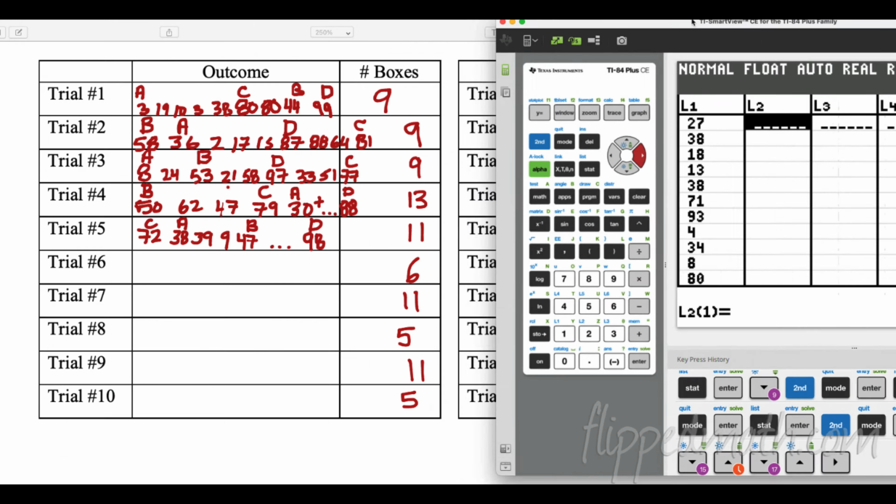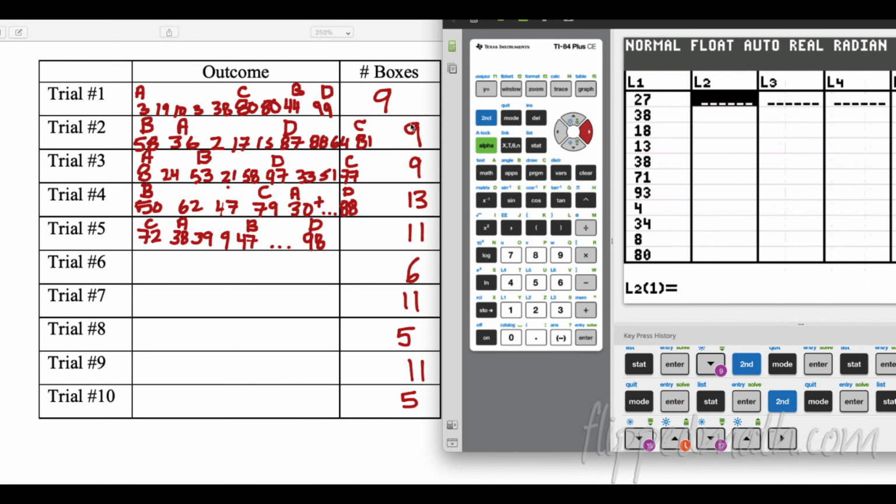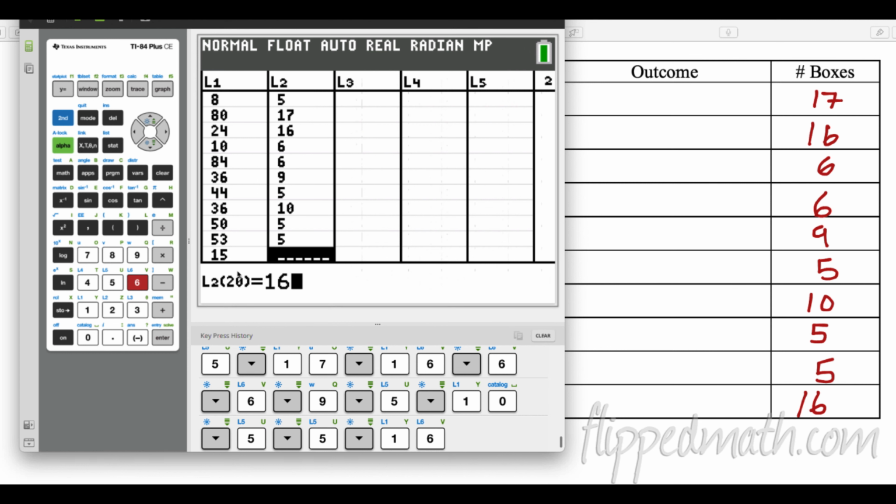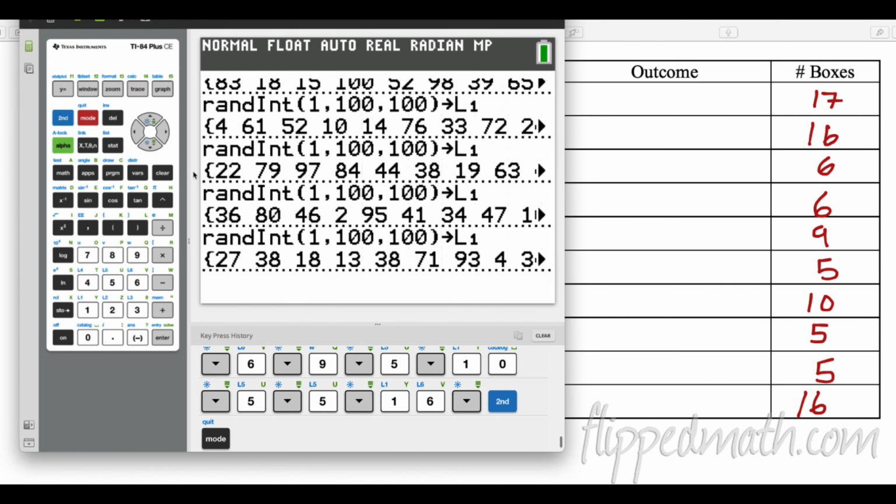Let's start with the ones over here. So we're going to start with 9, 9, 9, 13. Let's put that all in L2. So when you're all done, you should have 20 numbers, right? So my last one is 16 that I put in there. Yours might be a little bit different. That's fine. So then I'm going to quit, and I got to clear that out.